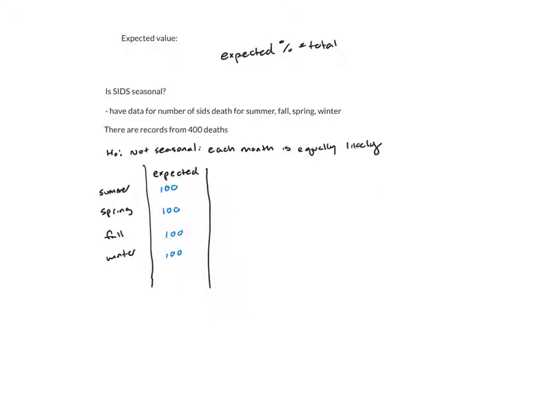in the winter. And I get this because I am taking, once again, my expected percentage, that is, I expect 1/4 or 0.25, 25%, and I am multiplying that by the total sample size, which is 400. So I'm putting 1/4 of each of those 400 in each category. This is how I calculate my expected value. Once again, expected percent times total. Let's go ahead and look at another example here.